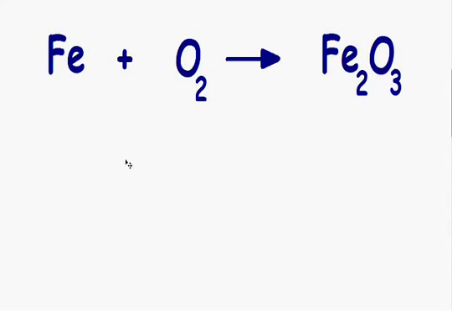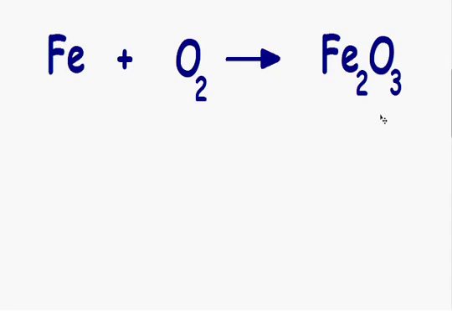So in this video, I'm going to show you how to balance chemical equations. In this example, I'm going to show you what happens when you mix iron, which is Fe, with oxygen, which is O2, and when they react together, you get the compound Fe2O3, or what is more commonly known as rust.